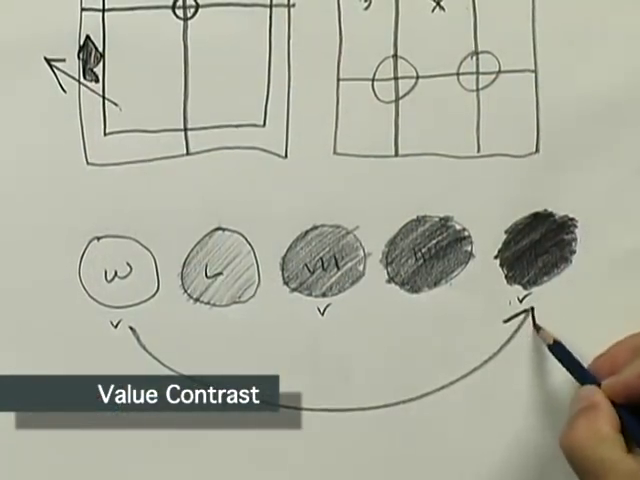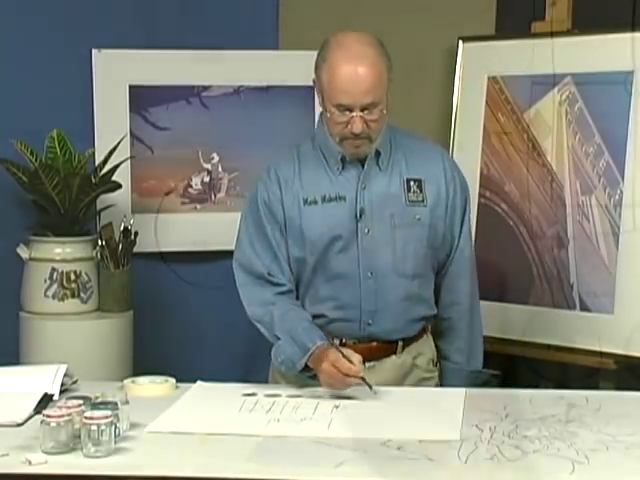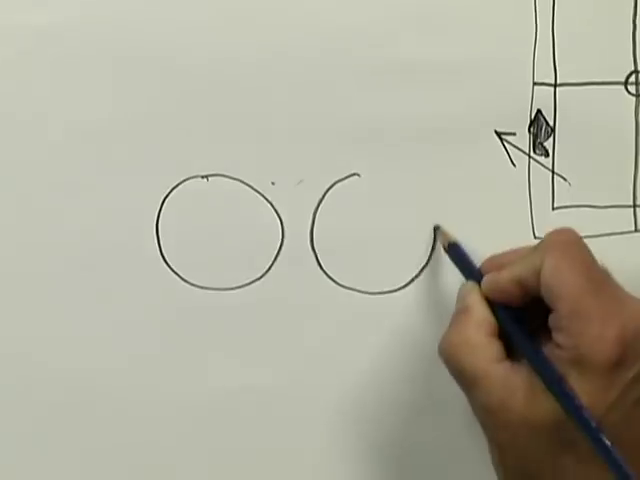Another thing that I do to direct the viewer's eye to exactly where I'd like it in a composition is use value contrast. And that's using the 2 opposite ends of our value scale side by side. I can illustrate that also. Since I love to eat, I'm going to use 2 donuts.